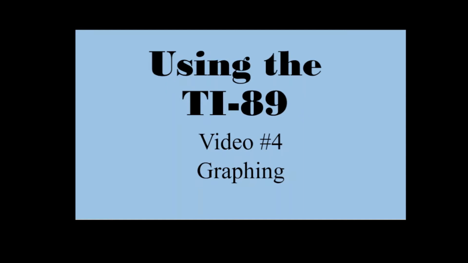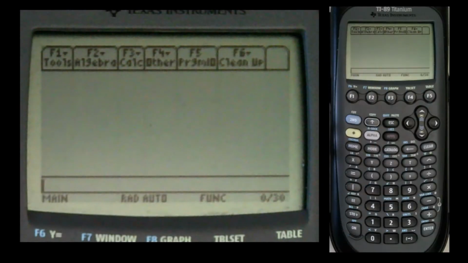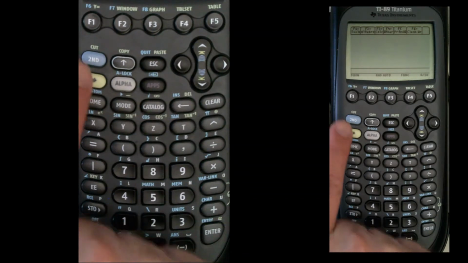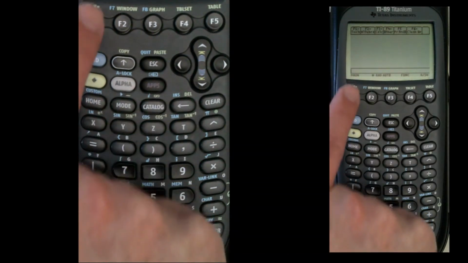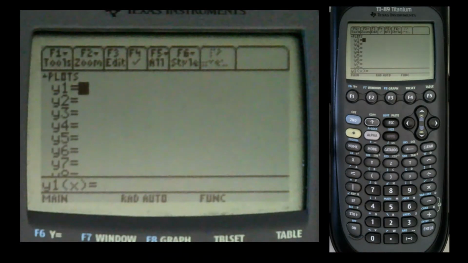In this video, we're going to look at the graphing capabilities of the TI-89. To do that, we're going to start by looking at these two functions, and we'll go ahead and put those into the calculator. We're not going to do it on the main screen here. We're actually going to go to the y equals screen, and to get to that, you need to do green and then F1. You can see when you do that, that brings up the y equals screen, and this is where you can enter in those functions.